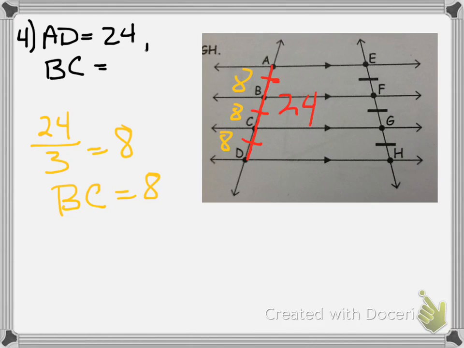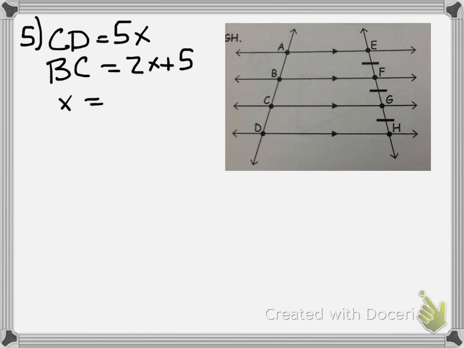Alright, on to number 5. This one says that CD is equal to 5x. So this is CD right here. This is 5x. And BC is equal to 2x plus 5. Remember we know that those two are congruent, so we can say that 2x plus 5 is equal to 5x.